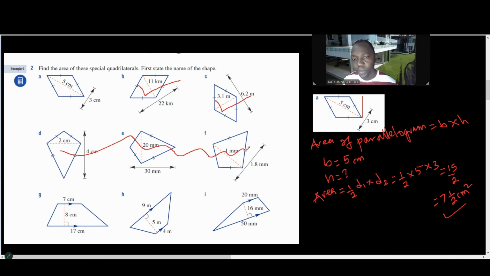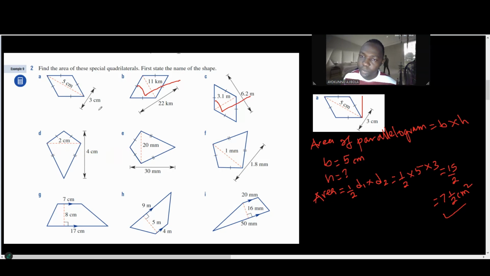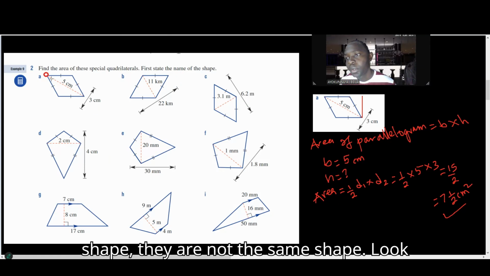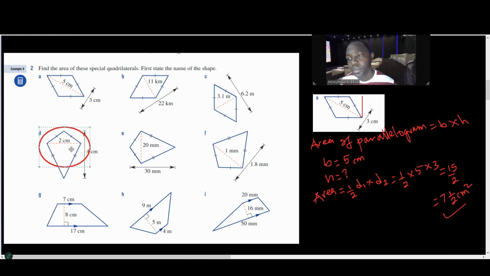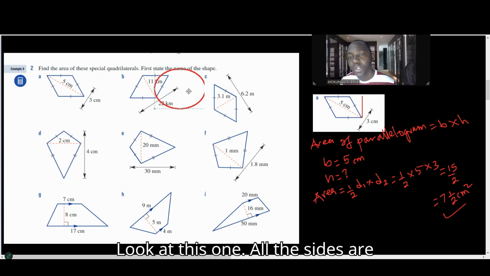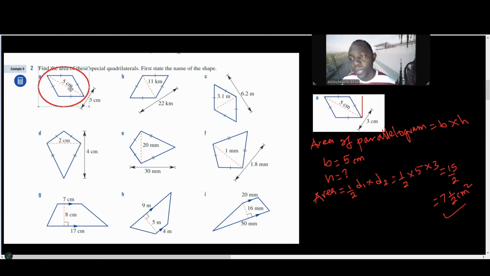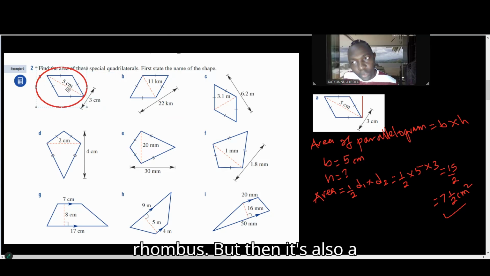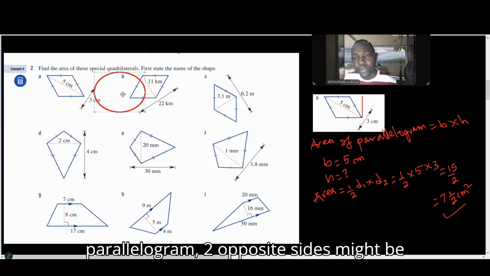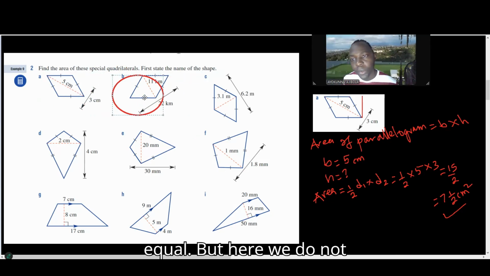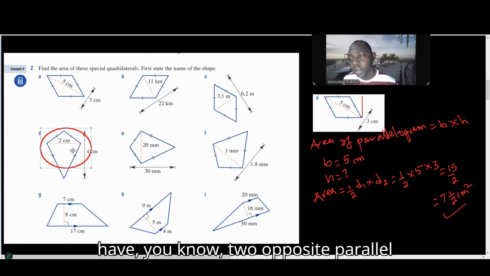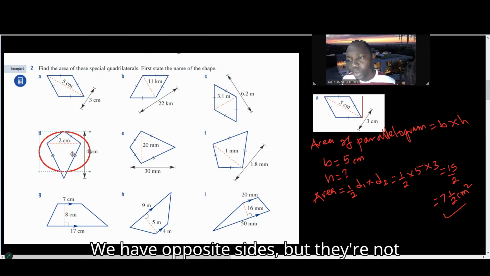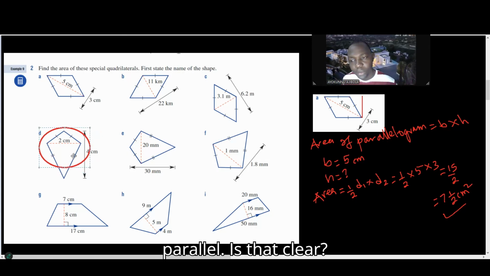But not the same for these ones. Why? Because if you look at the shape, they are not the same shape. Look at this, it's different from this. Look at this one, all the sides are equal, right? That's the feature of a rhombus. But it's also a feature of a parallelogram, where two opposite sides might be equal. But here we have opposite sides, but they are not parallel. Is that clear?